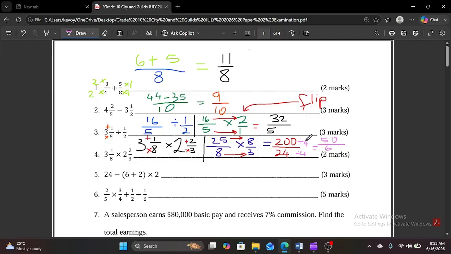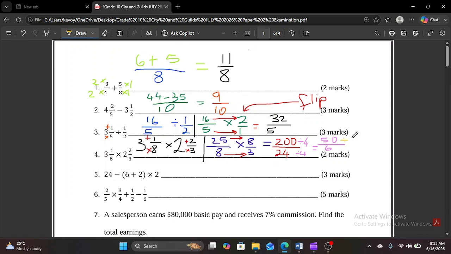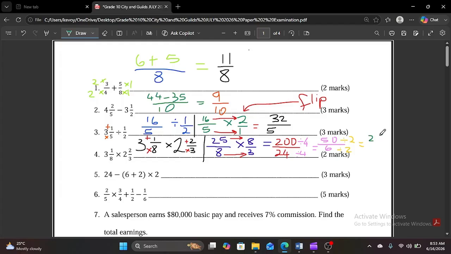We could probably simplify it some more, but at this point I don't think anything is wrong with leaving it. If you want, you can simplify it again, and you just divide both the bottom and the top by 2. So 50 divided by 2 is going to be 25, over 6 divided by 2, that's going to be 3.